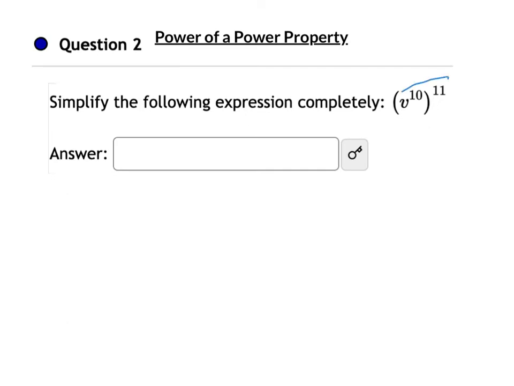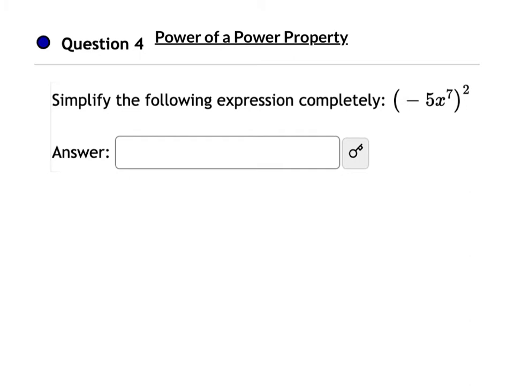Question 2, you have a power of a power. Multiply your exponents. This is v to 10 times 11 is 110. Notice the number in front is still a 1 because 1 to the 11th power is 1 times 1 times 1, 11 times. It's going to be 1.